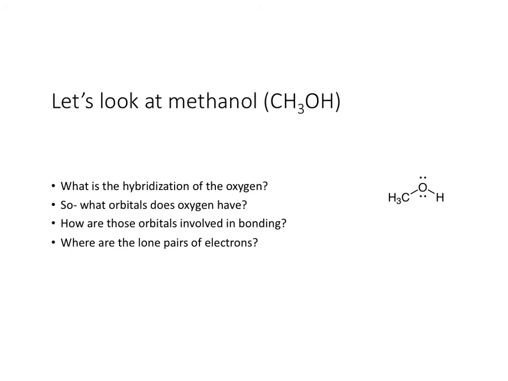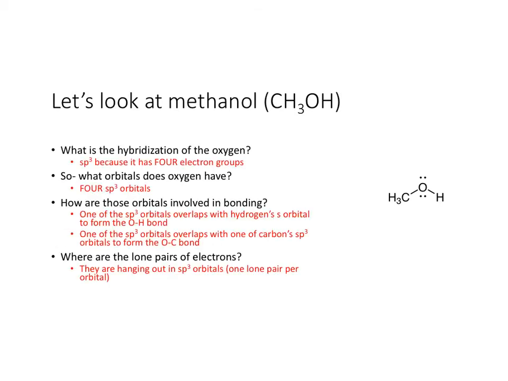Now let's do another example with methanol, CH3OH, shown at the right here. And we're going to ask those same 4 questions. And the answers we get are shown in red. So oxygen has 4 electron groups, 2 bonds, and 2 lone pairs. So therefore it must be sp3 hybridized. If something's sp3 hybridized, it has 4 sp3 hybrid orbitals available, which also means it doesn't have any unhybridized p orbitals.